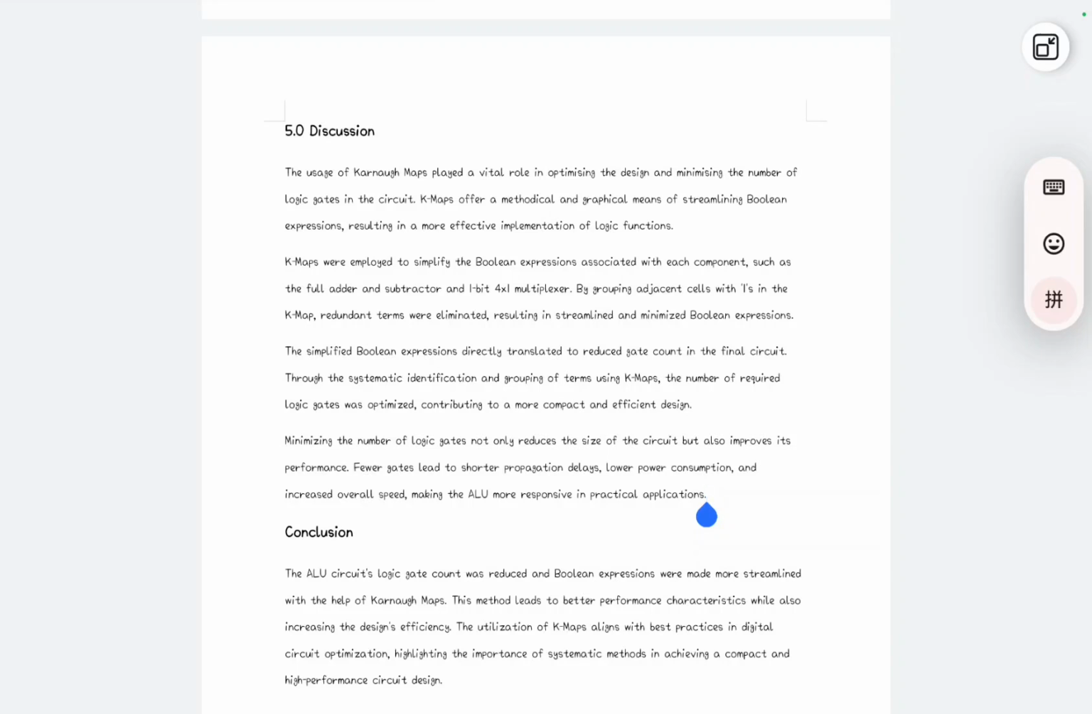And when it comes to the conclusion, K-map helps us to minimize the logic gate count and simplify the Boolean expression, resulting in a more efficient and high-performing ALU design. This method demonstrates the value of systematic optimization in digital circuits.